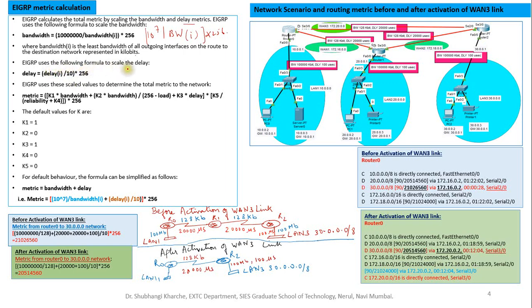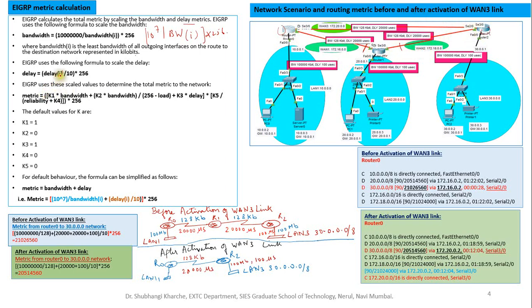EIGRP uses the following formula to scale the delay. Delay is equal to the cumulative delay. The cumulative delay, in the sense, if we consider the path from router 0 to router 2, then the path may be defined like R0, R1 and R2. Now between R0 and R2 there are two links, so each of these links is having a delay component. So the total delay from R0 to R2 will be the delay on the link between R0 and R1 plus the delay on the link between R1 and R2.